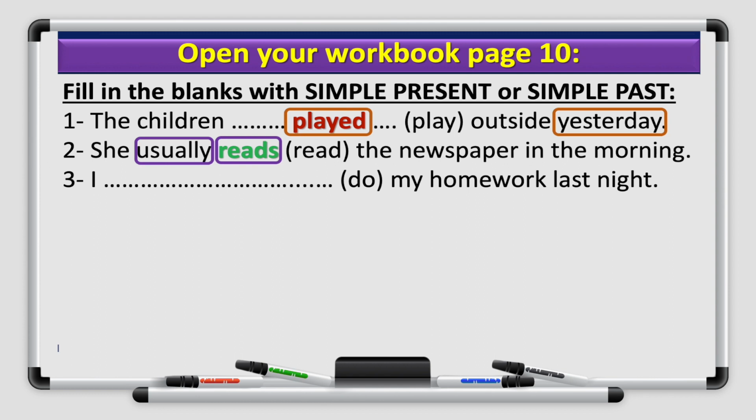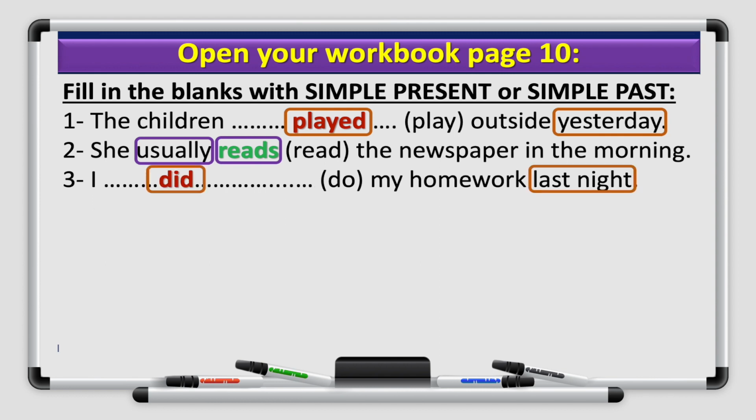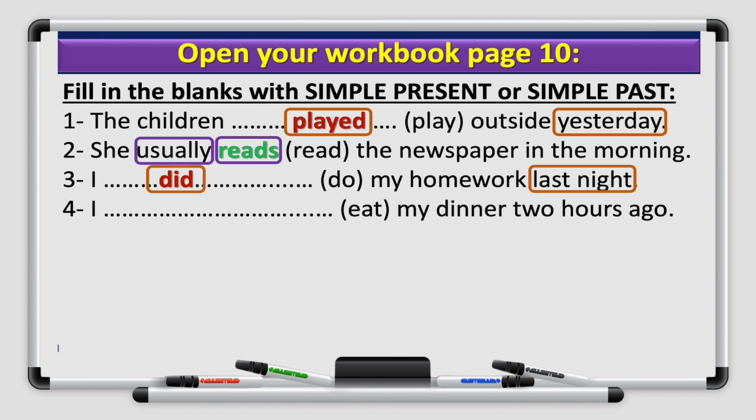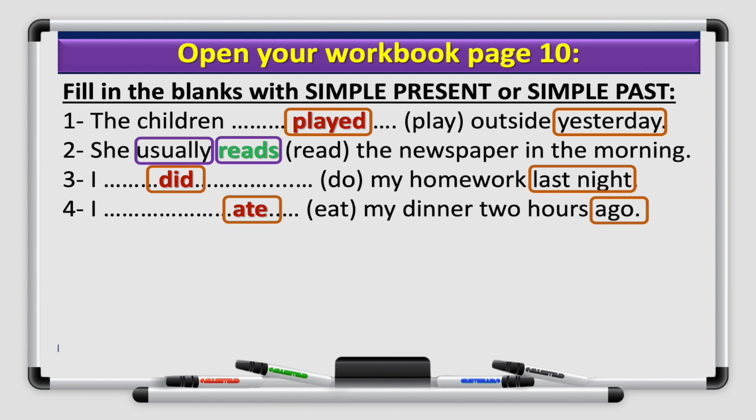Number 3. I do my homework last night. There's a keyword here. Last. So the action happened and it finished. So I did my homework last night. Number 4. I eat my dinner 2 hours ago. Again, this action is done. We have the keyword ago. So I ate my dinner 2 hours ago.